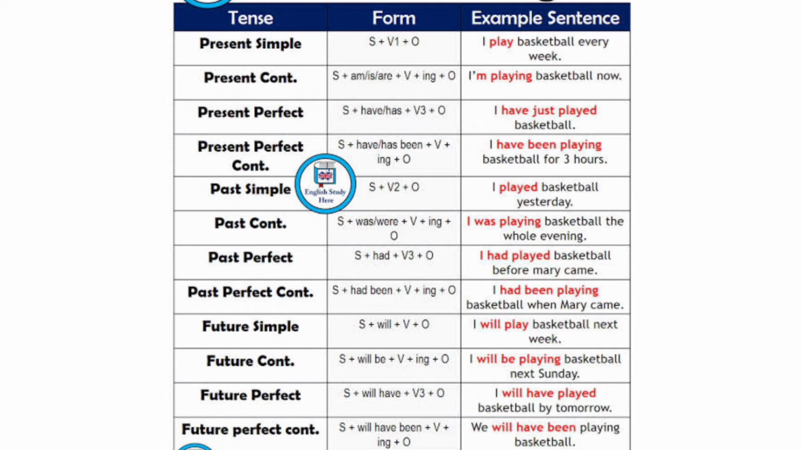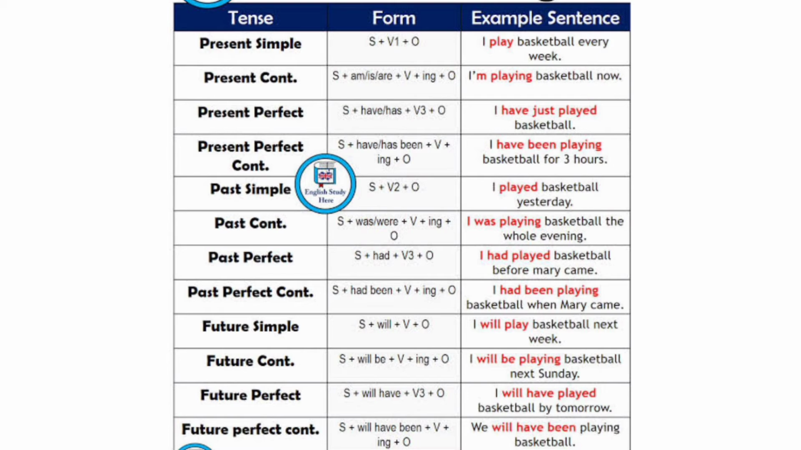For example, I play basketball every week. Here, the verb is play, and we have used the simple form, that is a present form of the verb, that is V1 form of the verb, that is play. I play basketball every week.